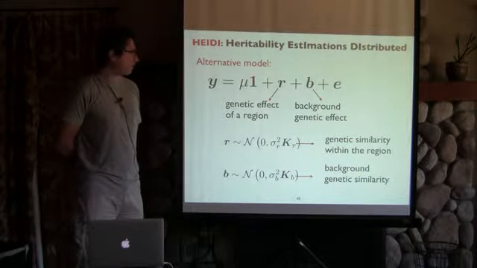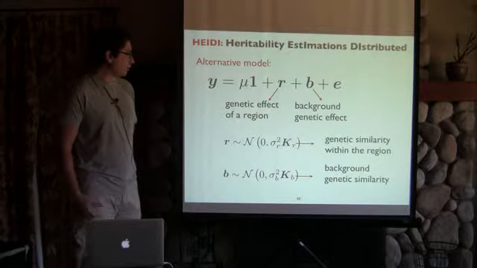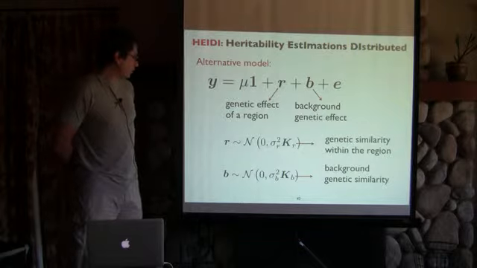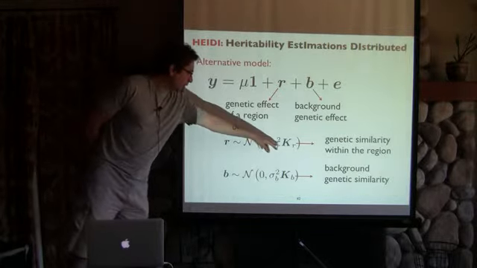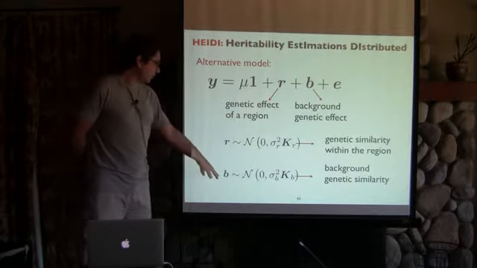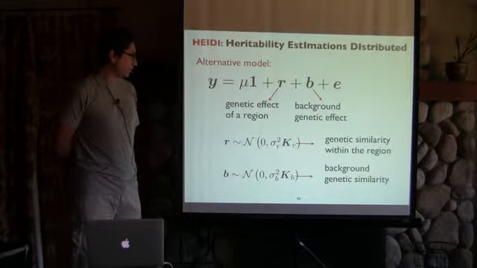It's easier to solve this alternative approach computationally, and we show that in our simulations it also improves the accuracy as well. And the modeling of the variance components is as follows: the R, which accounts for the region, has a genetic similarity constructed locally from the region, and for the background effect we represent the genetic similarity, or the kinship, among the individuals from the rest of the genome.